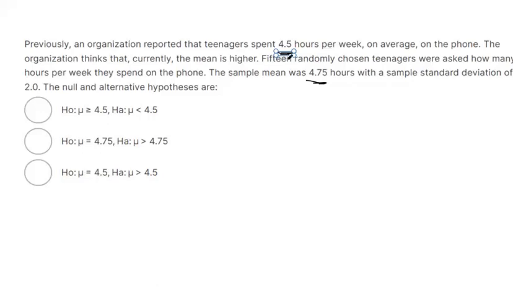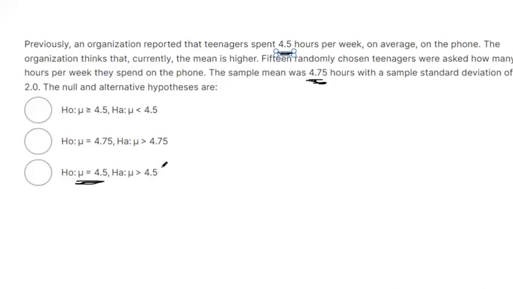So the null hypothesis is the status quo hypothesis. That would be that the population mean is still equal to what we used to think, 4.5. Our sample is evidence that it's higher, but is it enough evidence to claim that we've increased our phone usage? That's the test that they're trying to conduct.